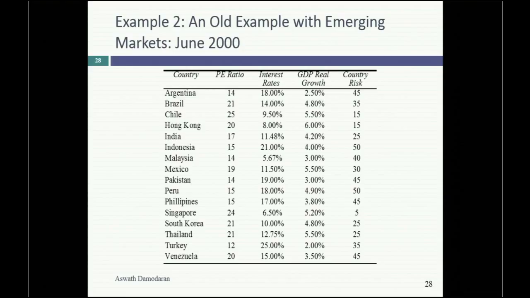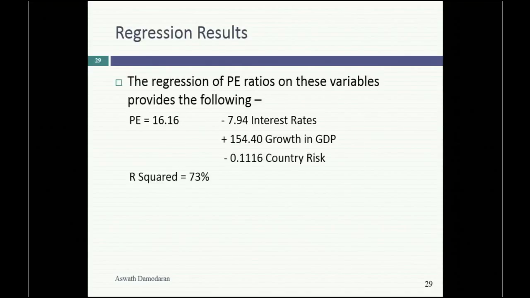Remember that chapter? In a multiple regression, what are you trying to do? You have a dependent variable you're trying to explain, and you have all these independent variables that you worry about. What's the variable that I'm trying to explain? PE ratios across countries, right? What are the variables that I'm worried about? I'm worried about interest rates, I'm worried about growth, and I'm worried about risk. I'm sick of worrying, so here's what I do. I run the regression. And here's what I get as the output from the regression.